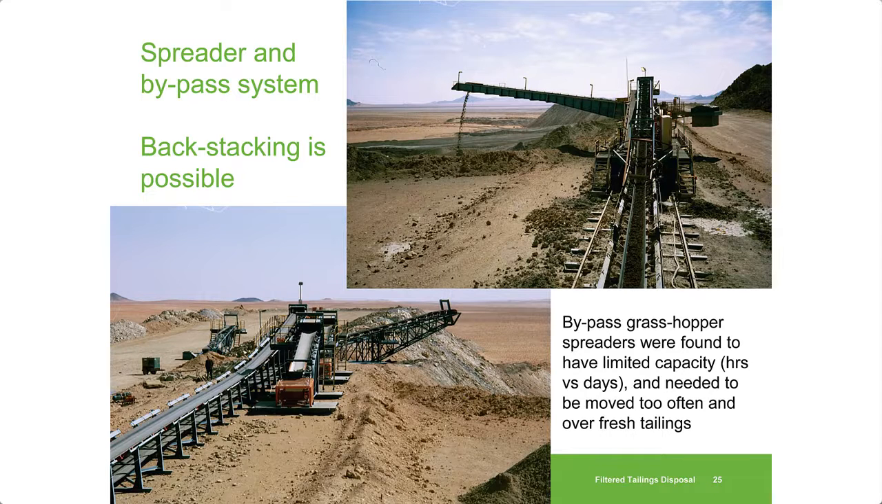This bottom photograph is an illustration of a bypass node that was built so that when the conveyor was being advanced, you could still continue depositing into that area. It was found that these were quite tricky to operate, and some of those grasshopper spreaders that were used to maneuver the system around were quite small, and it did work, but it wasn't a particularly efficient system.